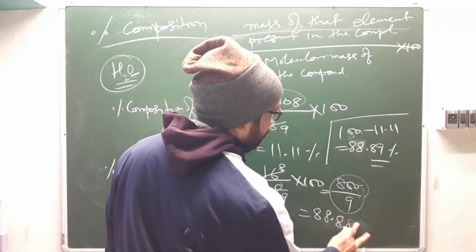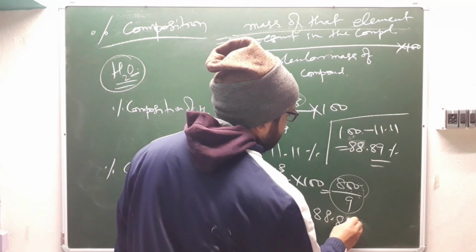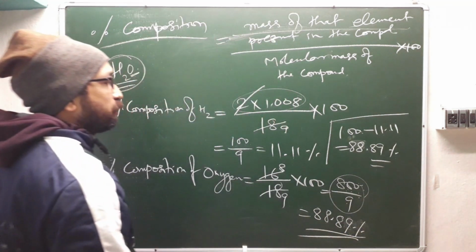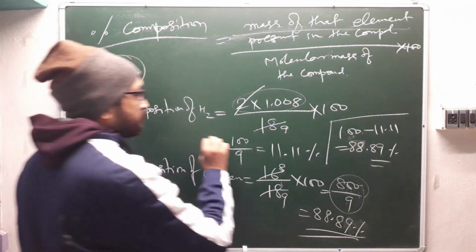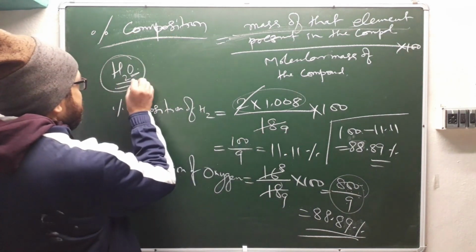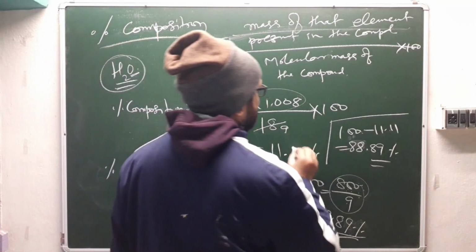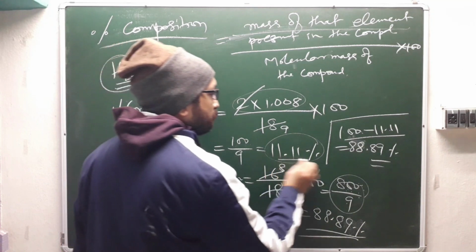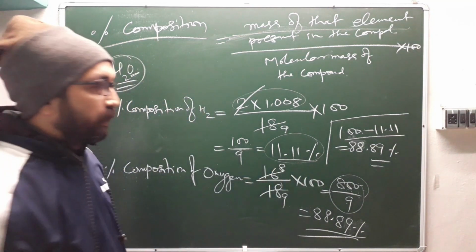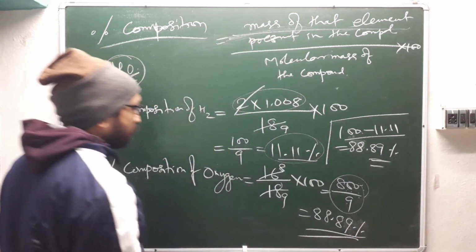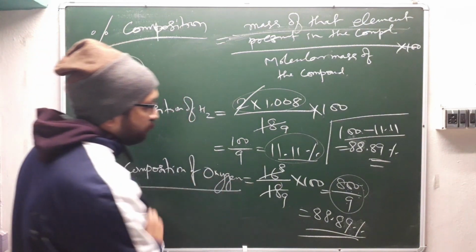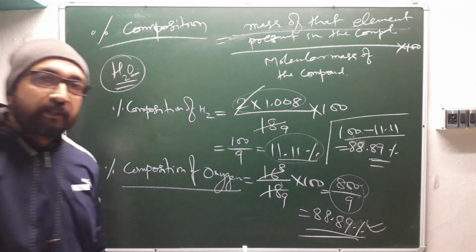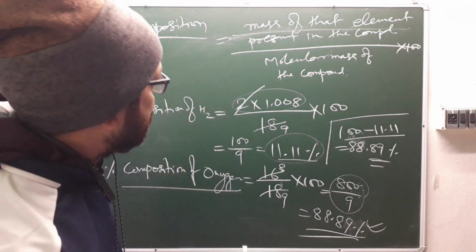If the digit is more than 5, we change this number to 89. Now this is the percentage, right? So whichever way you want, you can calculate it. If you have calculated the hydrogen composition, then from 100 you just do this subtraction and you will get this number. Or else you can calculate the percentage composition of oxygen, then also you will end up with the same result. So this is percentage composition.